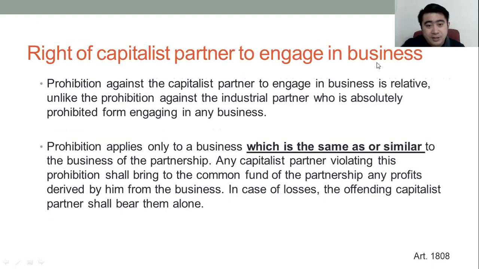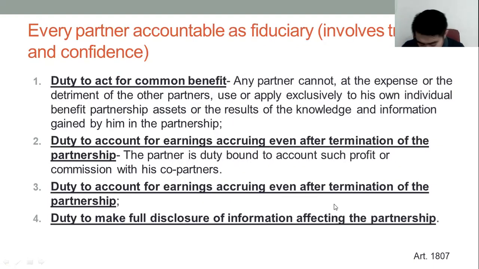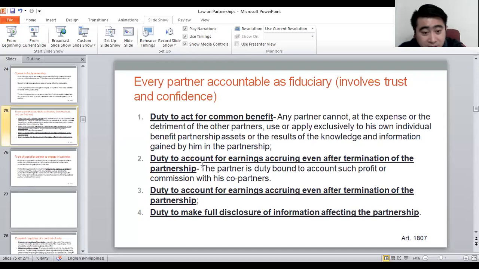So right of capitalist partner to engage in business. For a while class, naman umulit pala. Let me change this. Number two should be duty to account for secret and similar profits. No, let me change this. For a while class, I will just change this.